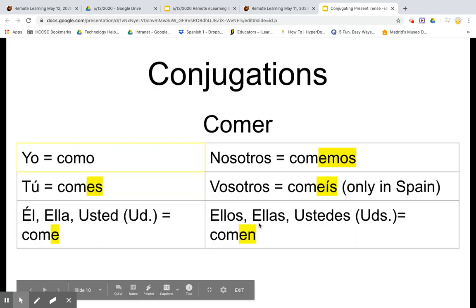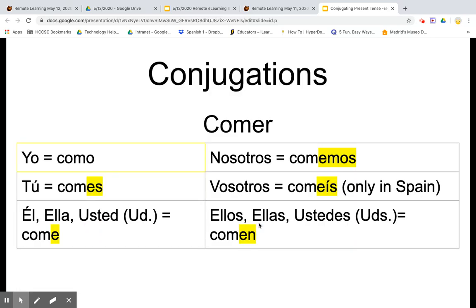So you noticed in that video that the IR verb conjugations were also in there, but it never hurts to see those too. So let's talk about the verb comer. Comer means to eat. So if I wanted to say I eat, I would say yo como. If I wanted to say you, informal eat, it'd be tú comes. If I wanted to use él, ella, or usted, it'd be come.